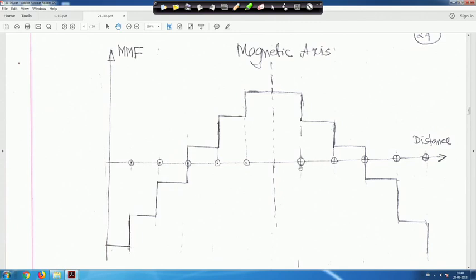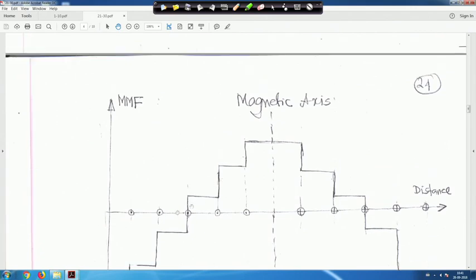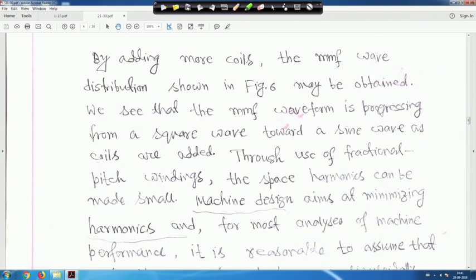And this side shows crosses and dots, so you know this, right? By adding more coils, the MMF wave distribution shown in figure 6 may be obtained. We see that the MMF waveform is progressing from a square wave towards a sine wave, right? As coils are added, if you add more coils, it will slowly and slowly be like a sinusoidal waveform, right?